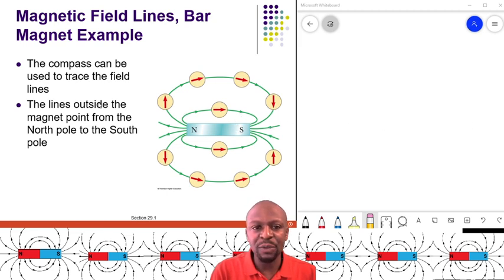The compass can be used to trace the field lines. For example, the compass will always be pointing in the direction of the magnetic field, from north to the south. The moment you put the compass in this region, it will just be pointing in the direction the magnetic field is going at that location. But when you put it here, it will also be pointing in the direction of the magnetic field at that location.